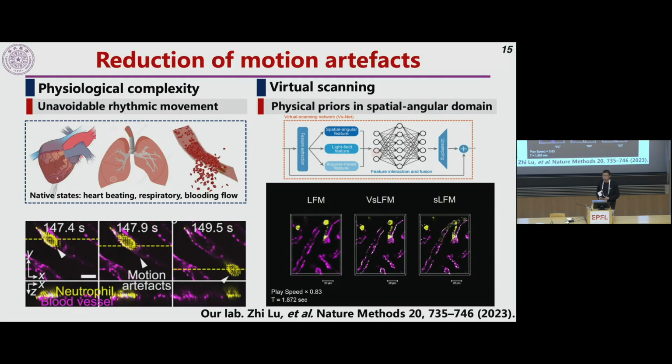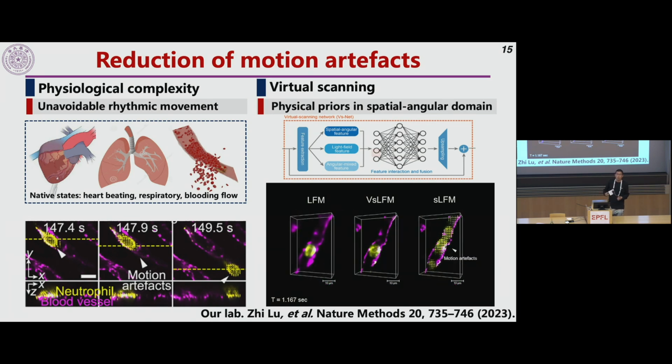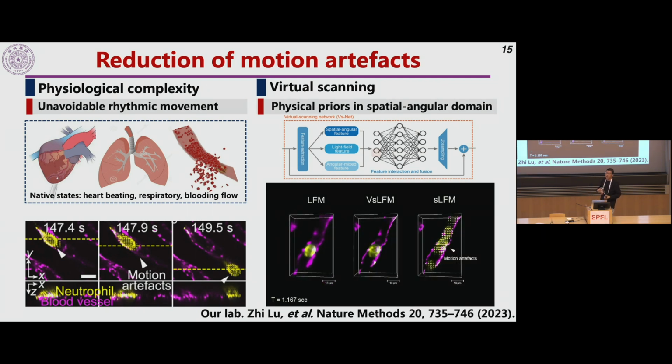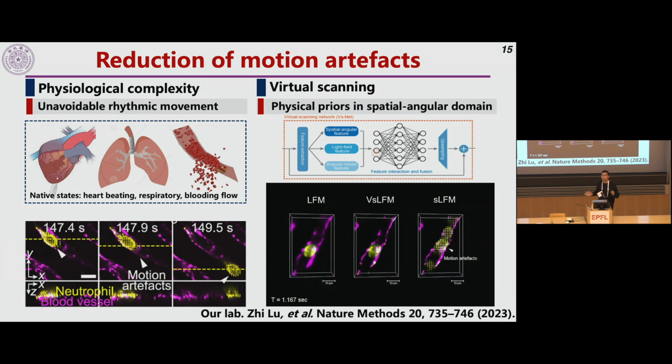Another problem during this process is when the samples move very fast. A typical example is when the cells are inside the blood vessels. They will be washed out by the blood. It's a very high-speed phenomenon. It's also something like the heart beating, very high speed. So it will generate motion artifacts in this process.